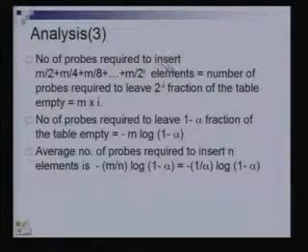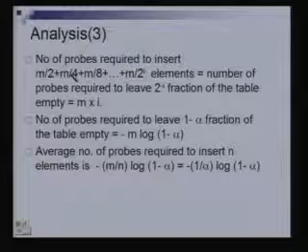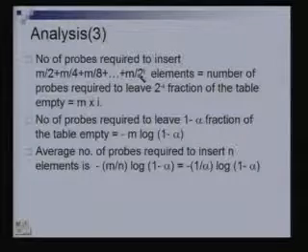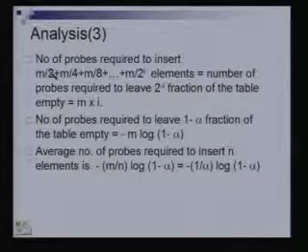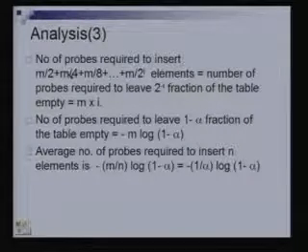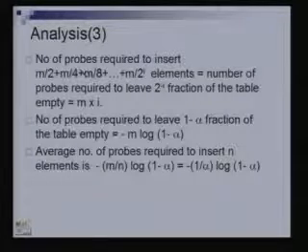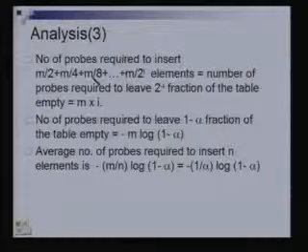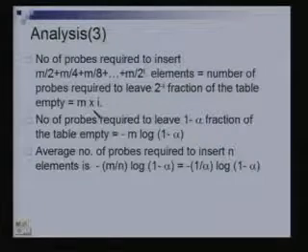So what is the total number of probes required to insert m/2 plus m/4 plus m/8 plus so on up to m/2 to the I? For this, recall from the previous slide, I said m. For this also I said m. For this also I said m. So what is the total required for these? m into I, because this is just 2 to the I. This is 2 to the 3, 2 to the 2, right? So each one of them is m. So it's m times I.